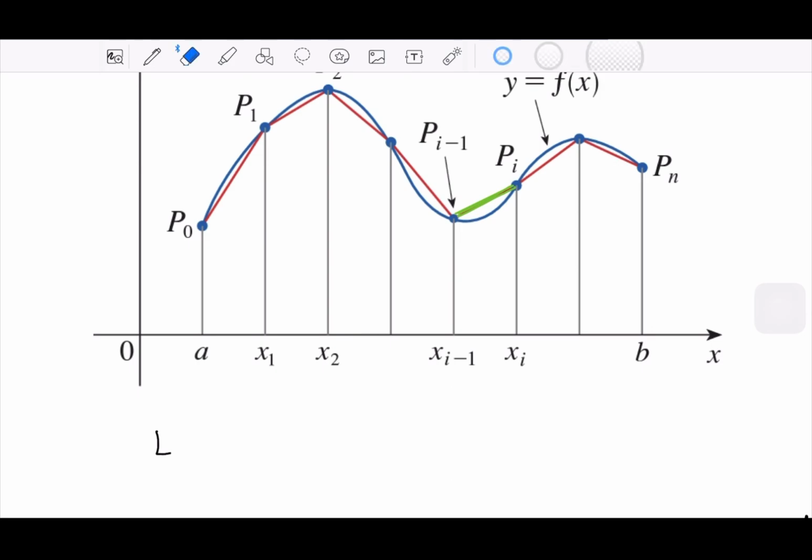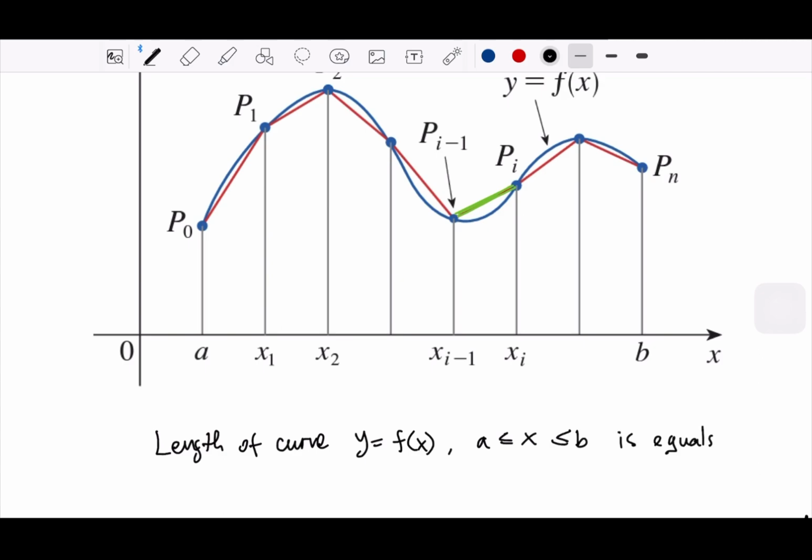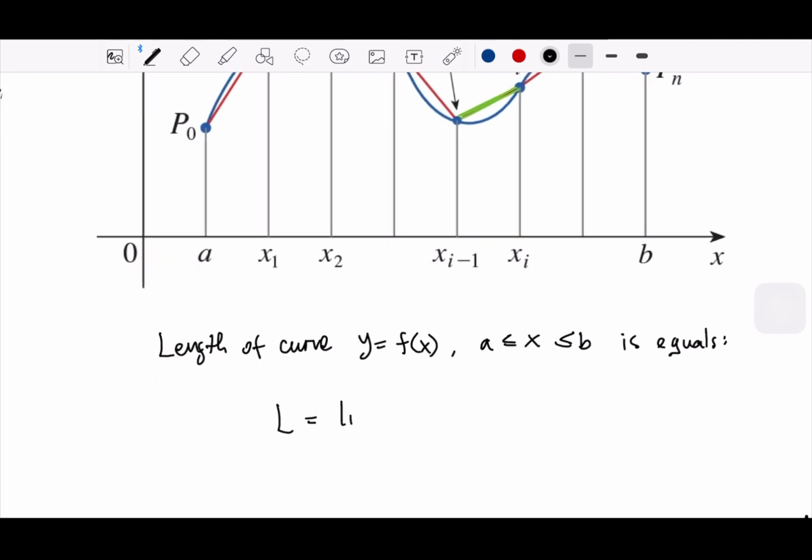Or let me write: the length of the curve y equals f of x from A to B is equal to L, the limit as n gets larger, of the sum of the distance from p_{i-1} to p_i. This means distance.